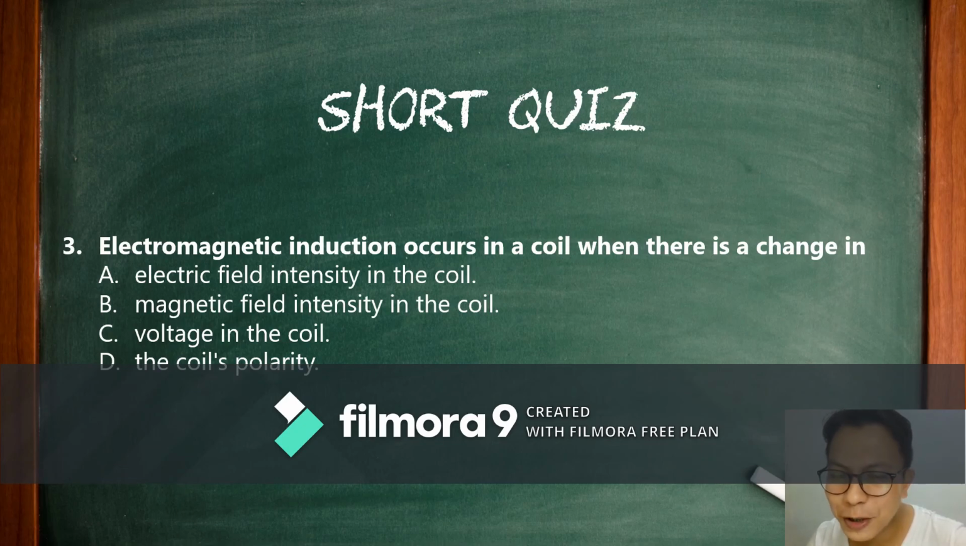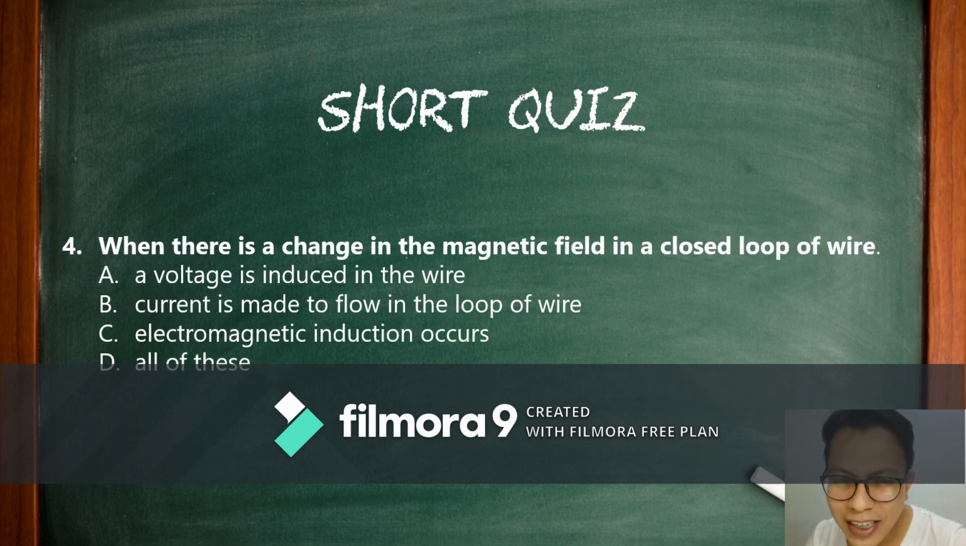Number three. Electromagnetic induction occurs in a coil when there is a change in what? A. Electric field intensity in the coil. B. Magnetic field intensity in the coil. Letter C. Voltage in the coil. Or letter D. The coil's polarity. And number four. When there is a change in the magnetic field in a closed loop of wire, A. A voltage is induced in the wire. B. Current is made to flow in the loop of wire. Letter C. Electromagnetic induction occurs. Or letter D. All of this.